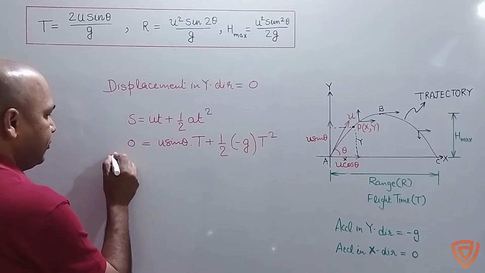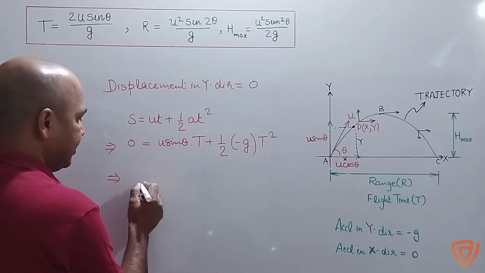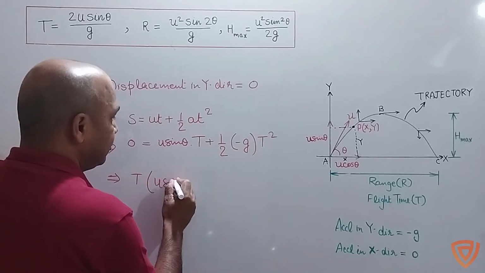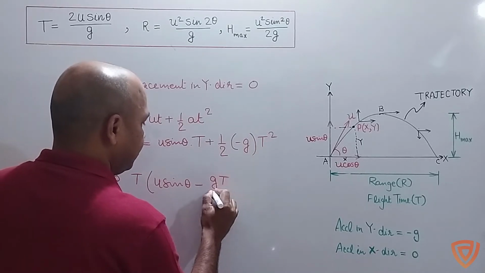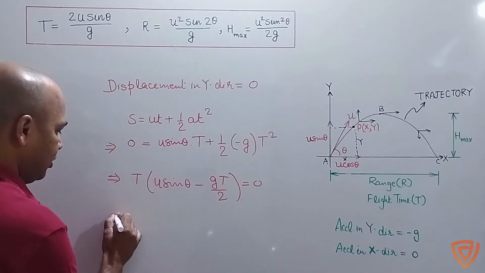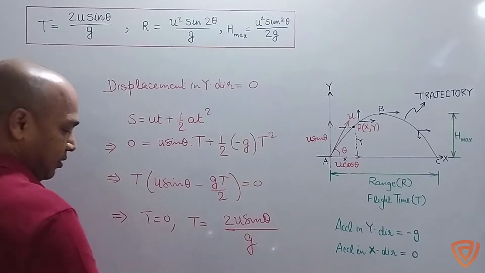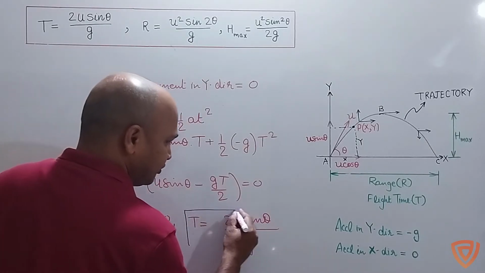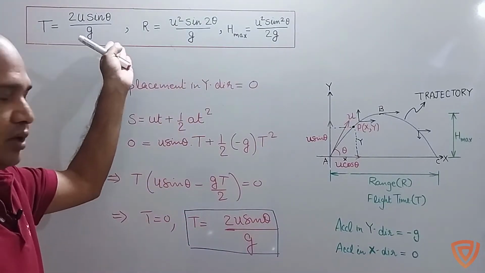Which means we can take T as common out here. So u sin theta minus g T by 2 is equal to 0. Out here we get, so this is your flight time. Because T cannot be 0, right? So this is the first thing we have derived: T equals 2u sin theta by g.